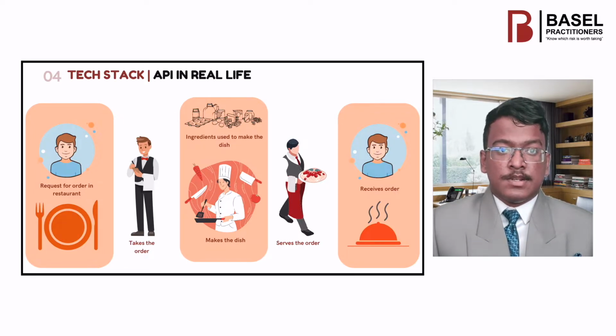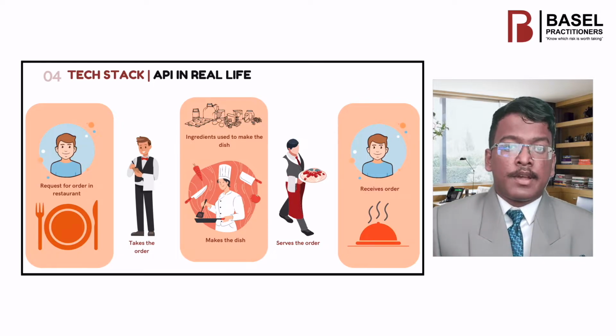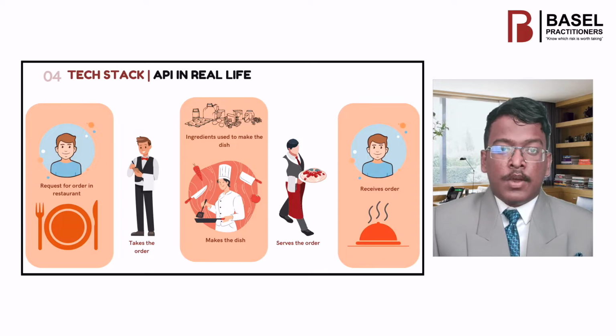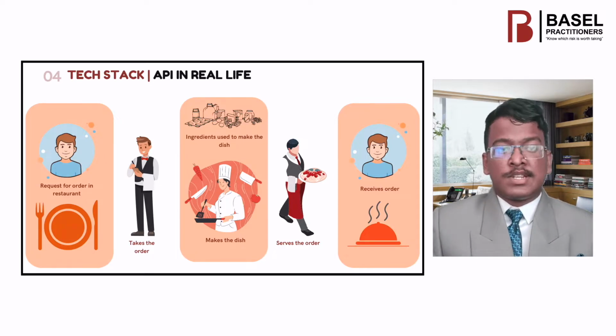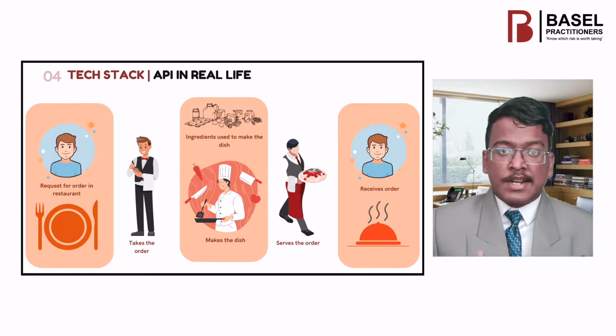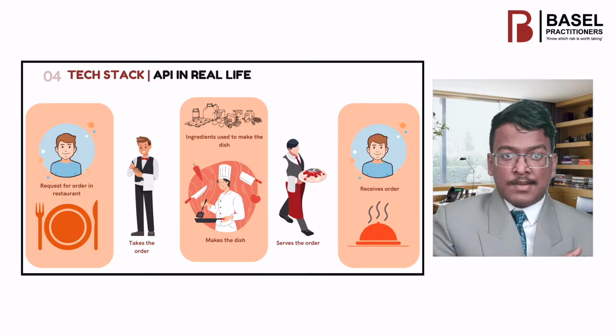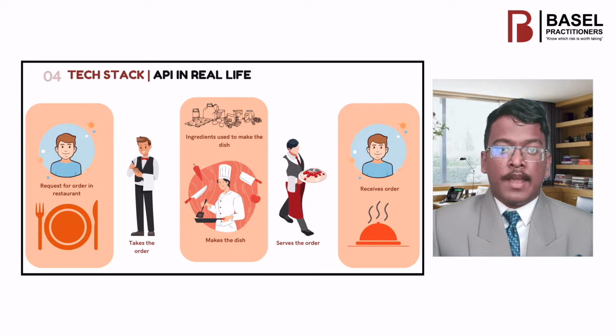Assume you are a customer sitting at a restaurant and you request for an order. This order is taken by the waiter, who relays this information to the chef, who uses the various ingredients at his disposal to create the dish. And this dish is sent back to the customer using the waiter. As you can see, the waiter is the connecting link between both the customer and the chef here. And that is the same role as the API.